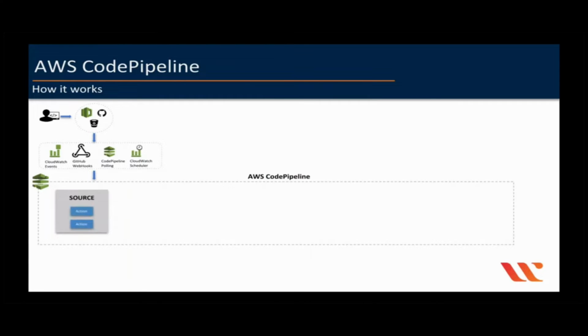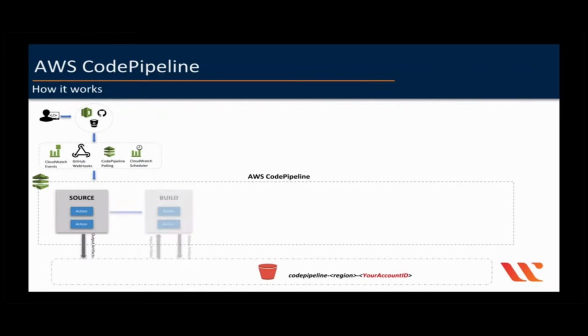These actions will generate output artifacts, probably a zip file of the source code, and upload it to the S3 bucket. And once a stage is completed, it then starts the next stage using the output artifacts from the previous stage as input artifacts to the current stage.